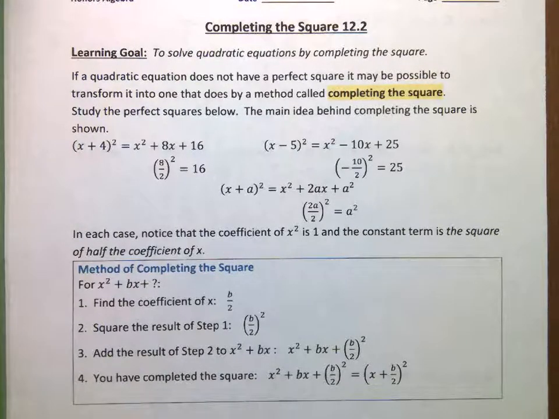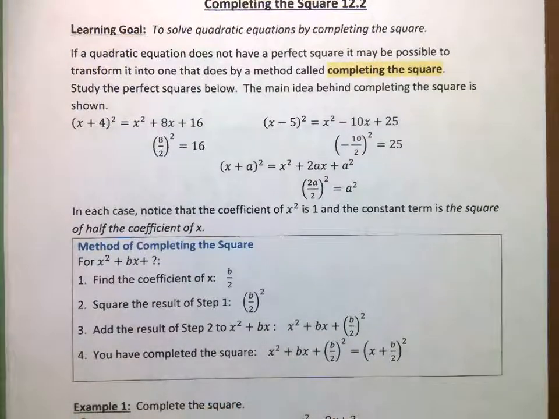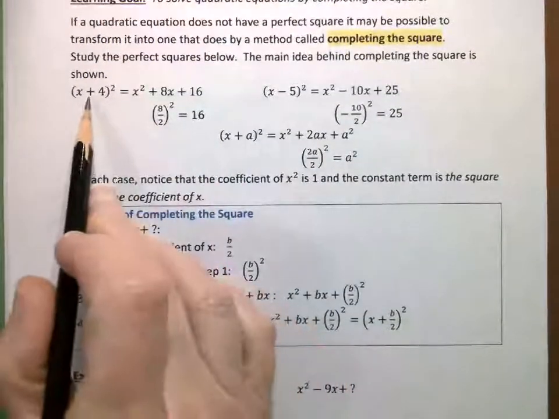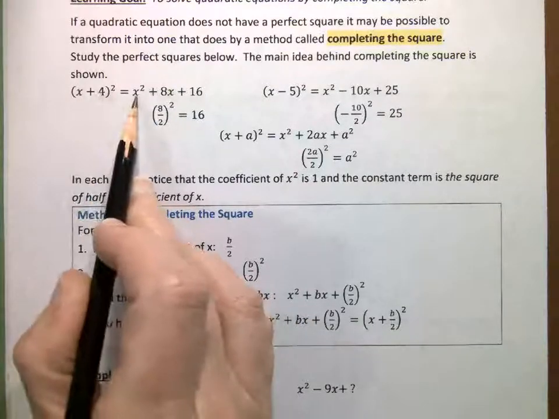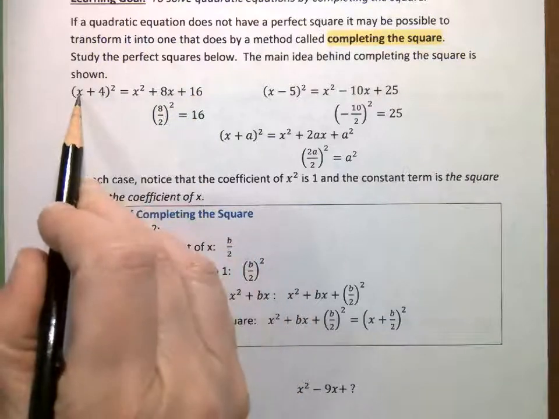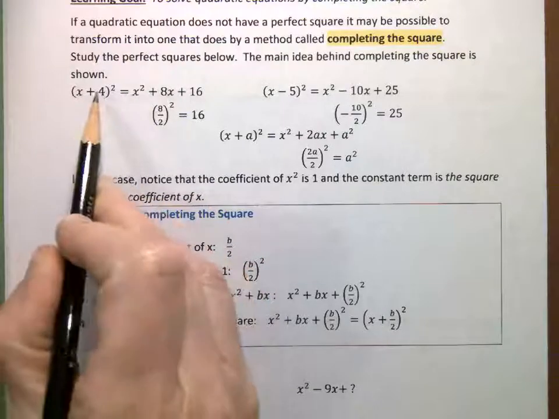So if a quadratic equation does not have a perfect square, it may be possible to transform it into one that does by a method called completing the square. So we're going to study these two squares below. Here I have a perfect square, x plus 4 squared, and when I multiply it out, I get x squared plus 8x plus 16.